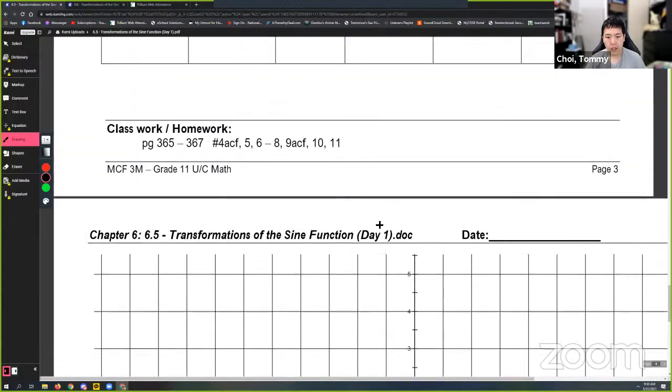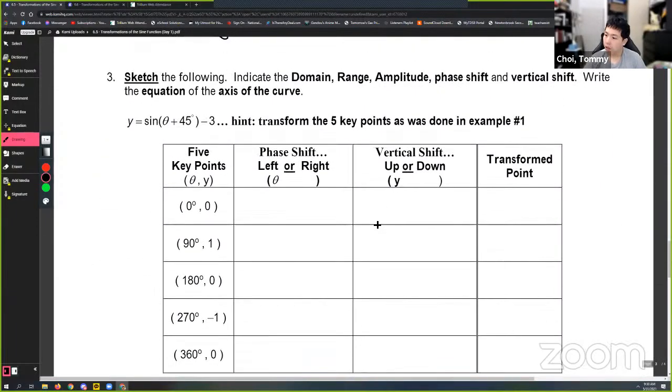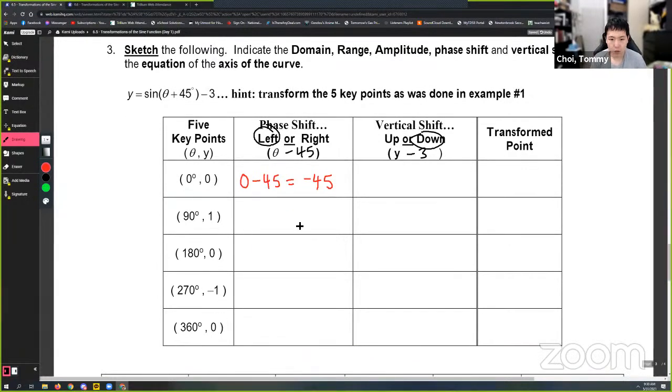Okay? So phase shift, it's to the left. So it's minus 45, right? If it's plus 45, we're actually subtracting. And for the y, it's down, so it's going to be minus 3. We write that information in, and then we do the math. 0 minus 45 equals negative 45. I'm just going to do all the x ones. These are the exact same as the ones we did before, because we're moving to the left by 45 again. So I'm just going to quickly write it again.